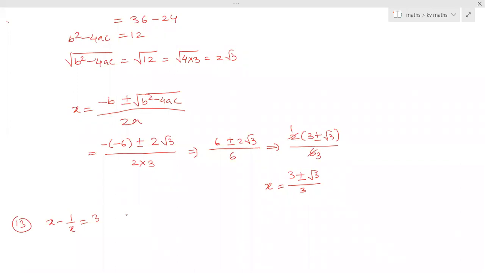Ma'am, x is equal to 3 plus minus root 13 by 2. Yes, right. Okay, ma'am. Gautam, got it? Ma'am, I'm doing it. Ma'am, is it 3 plus or minus root 13 by 2? Yes, right. Yes, ma'am. Thank you.